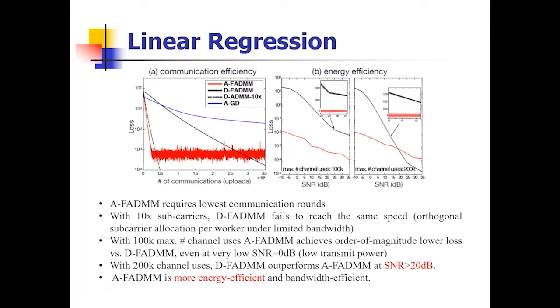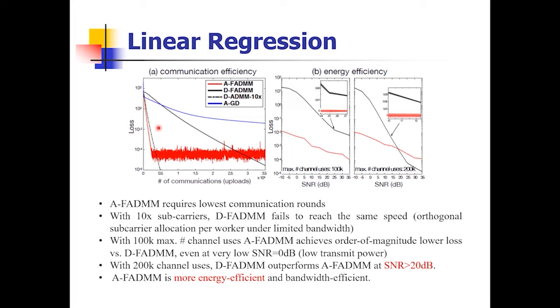So first, in a linear regression task, what we wanted to show is how this analog federated ADMM compares to the digital one, here in black, and also the digital baseline when I increase the number of carriers by 10x, and also another baseline here, the analog gradient descent. Okay. So this is the loss versus number of communication uploads. What you can see here is that the analog requires, of course, much lower communication rounds to achieve, say, the target loss, right?